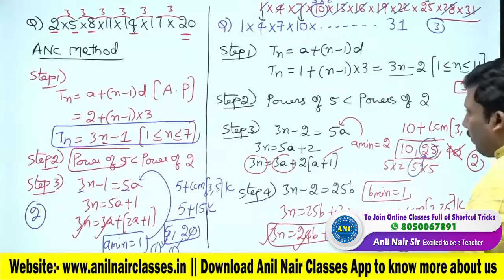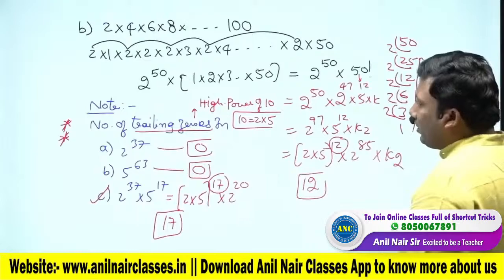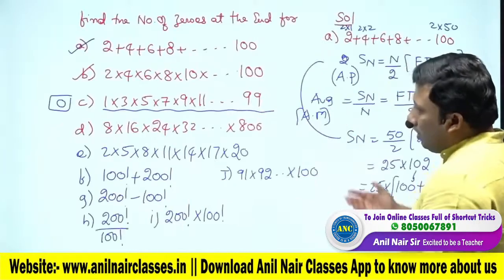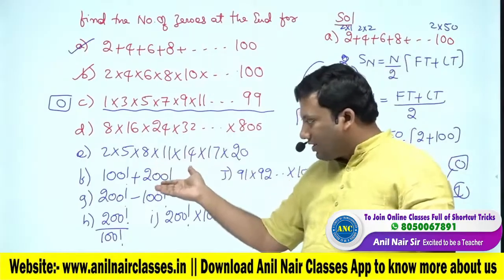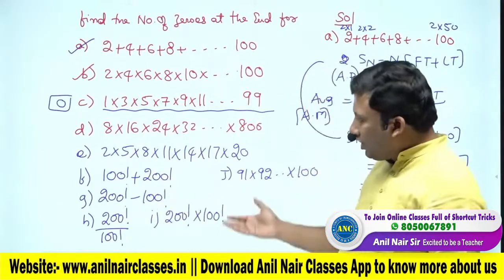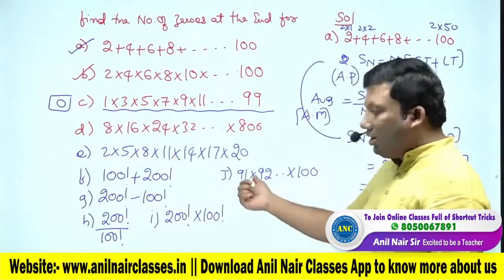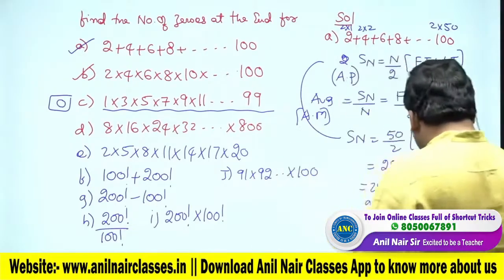This AP model also we covered. Then 2 into 5 into 8. Then factorial addition, factorial subtraction, factorial division, factorial multiplication, and without factorial. Let us solve this model.